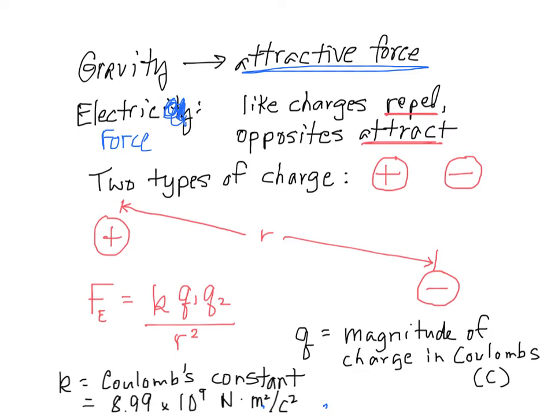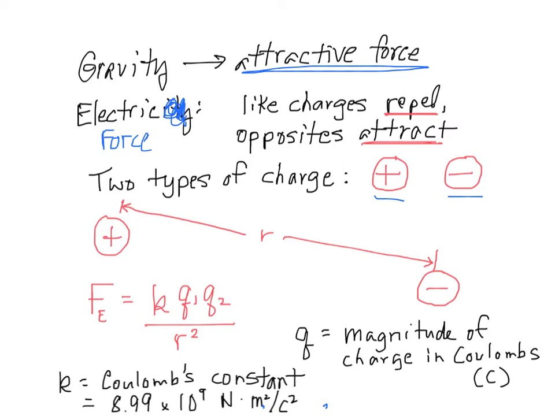Like charges repel and opposites attract. I'm sure you've heard that before, and there are only two types of charge: a positive charge and a negative charge in our universe. If you have two of the same kind of charge, they want to get away from each other, kind of like two poles on a magnet. If you put a North Pole and a North Pole together, they fight each other. If you put a North Pole and a South Pole together, they attract. You'll see there's a lot of similarities between the electric force and magnetic force.